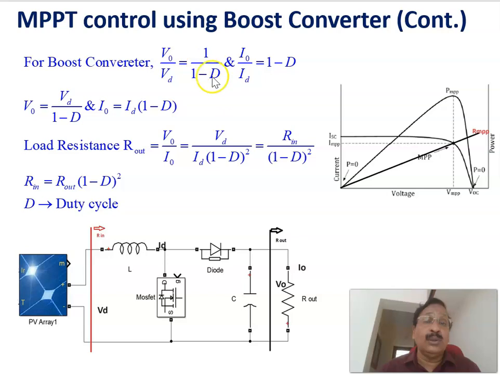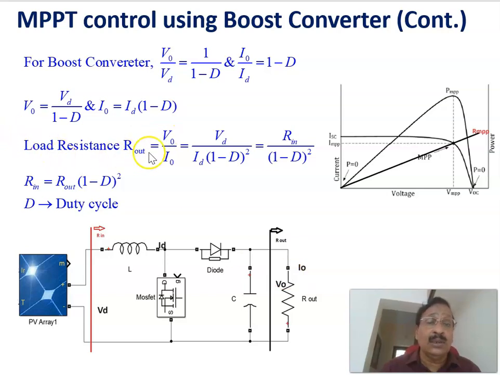V0 by Vd equals 1 by 1 minus D, and I0 by Id equals 1 minus D. Already we derived that one. Therefore, V0 equals Vd by 1 minus D, and similarly I0 equals Id into 1 minus D. V0 by Vd is the output voltage divided by the input voltage. Or V0 by I0, that is the resistance R out.